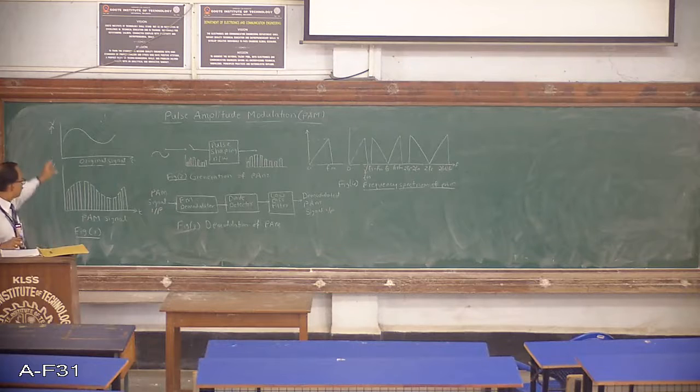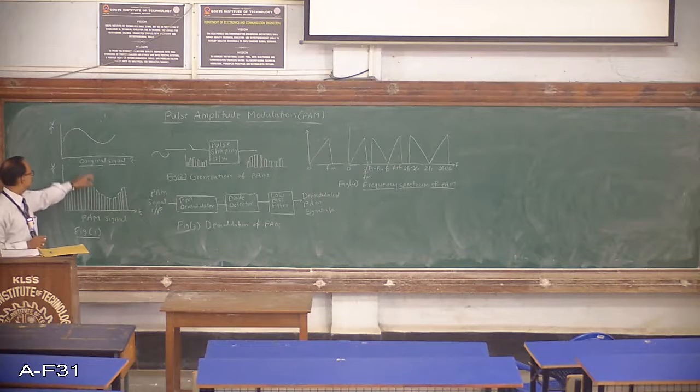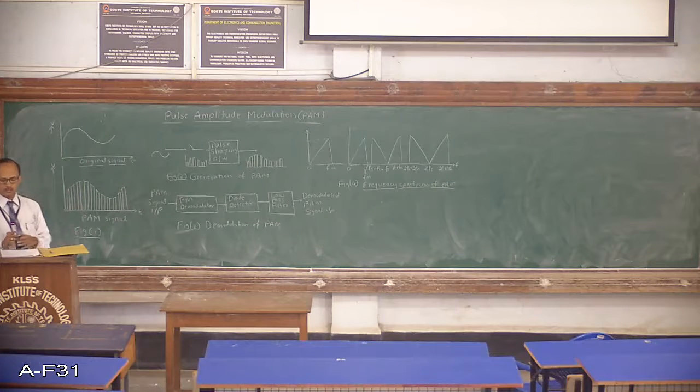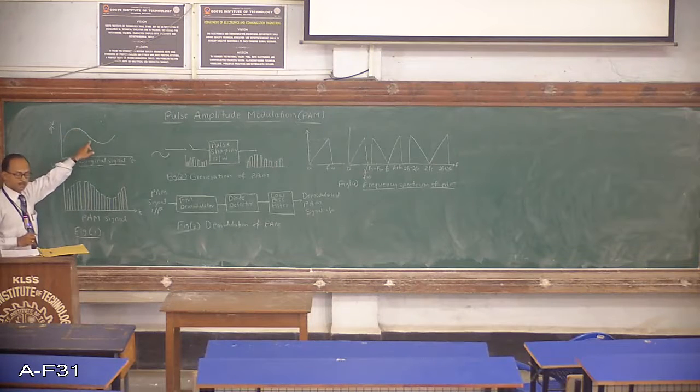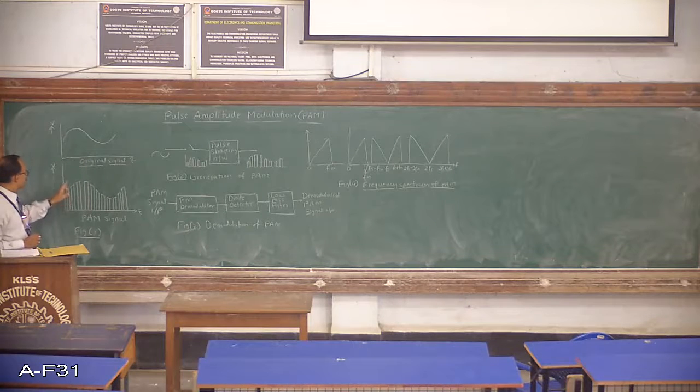samples of the original signal are taken at regular intervals of time. As you can see, these are the samples taken at regular intervals of time for this original signal. Each sample is a pulse whose amplitude is determined by the amplitude of the original signal at the instant of time at which samples are taken. So each sample is nothing but a pulse and its amplitude is determined by the amplitude of the original signal at the instant of time the sample is taken.